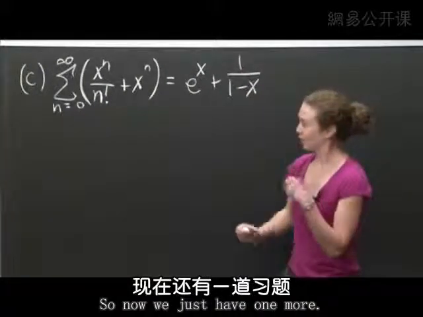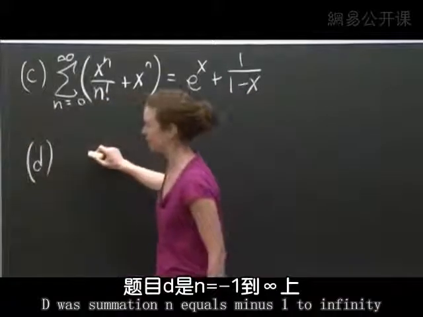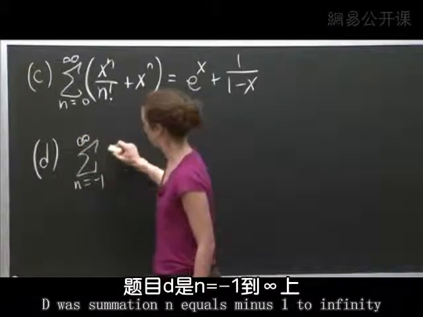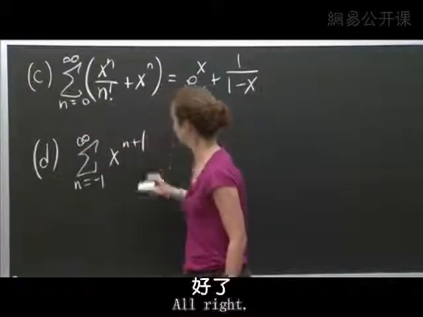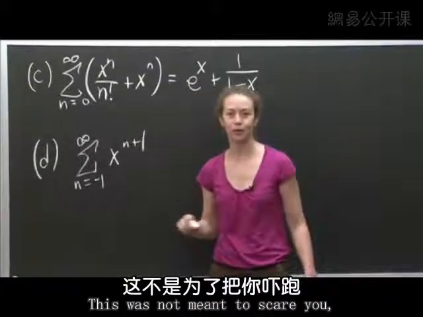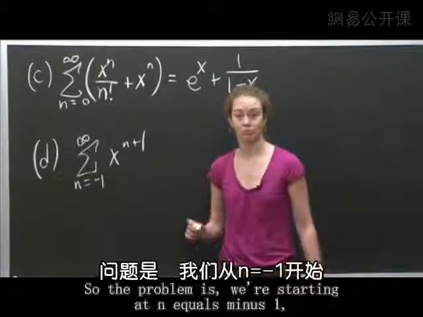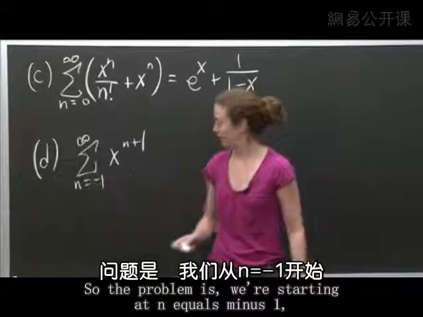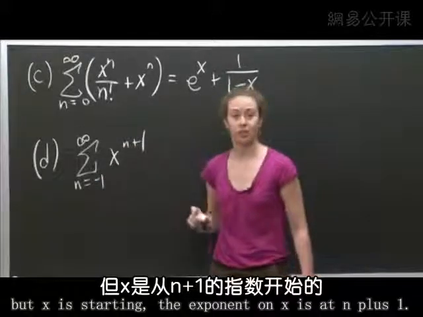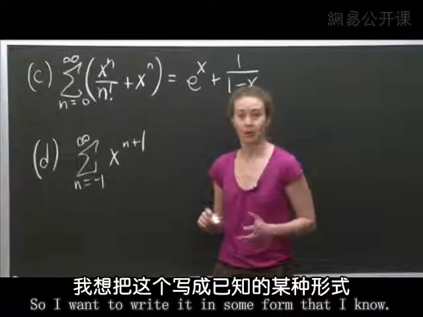So now we just have one more. Let me write that one. D was summation n equals minus 1 to infinity x to the n plus 1. All right. This was not meant to scare you, but it was meant to test your understanding of sigma notation. So the problem is we're starting at n equals minus 1, but the exponent on x is at n plus 1. So I want to write it in some form that I know.